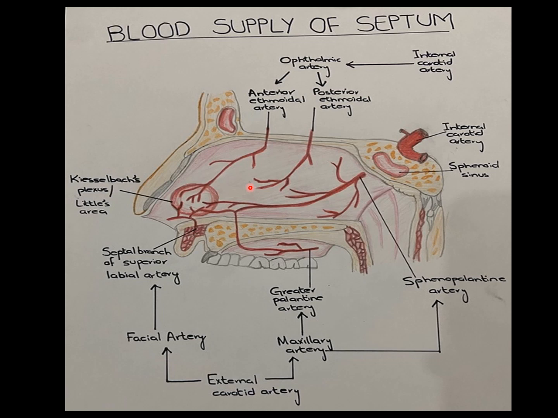Again, the diagrammatic representation. This picture is made by one of our own students, so I have just pasted it here. So this is the Kiesselbach plexus of Little's area, most commonly injured during fingernail trauma, but its importance is more in epistaxis. Anterior epistaxis occurs from this area, and another plexus is found behind the middle turbinate, which is Woodruff's plexus. So posterior epistaxis occurs from there.